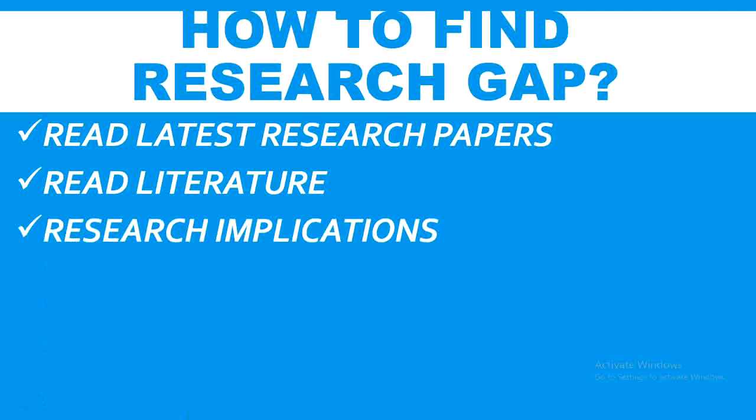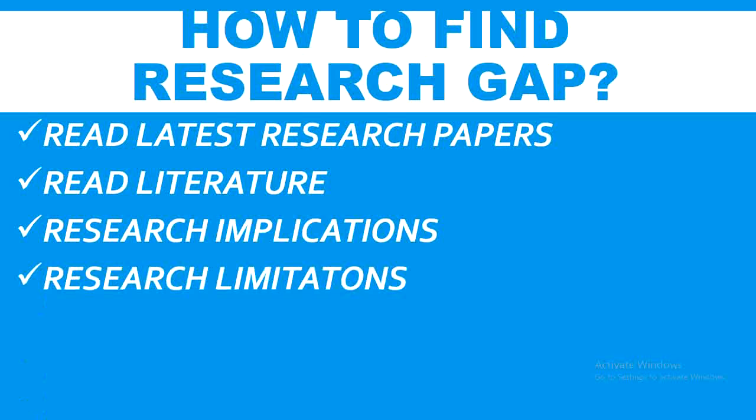Next is research implications. Yes, read the research implication part of a research paper or of a thesis if you are reading one. Then you will be able to find implications of that current study. It can be in the form of variables, theories, relationships, sectors, research areas, models, methodology, results, all the points which I mentioned earlier in this video.